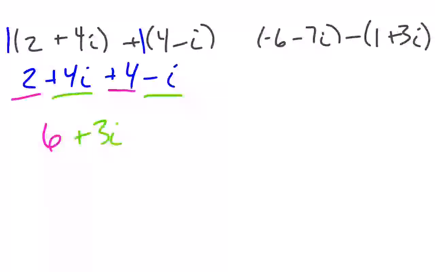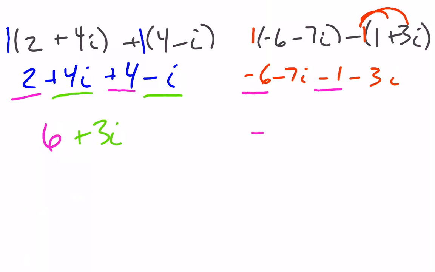Now I need to be careful when I'm subtracting. So I still have a positive 1 in front of my first parentheses, so that's not going to change anything. But then my second set of parentheses is like I'm multiplying by negative 1. So negative 1 times 1 would be minus 1, and negative 1 times positive 3i would be a minus 3i. And now, like the first problem, I combine like terms. Negative 6 minus 1 is negative 7. Negative 7i minus 3i would be minus 10i.